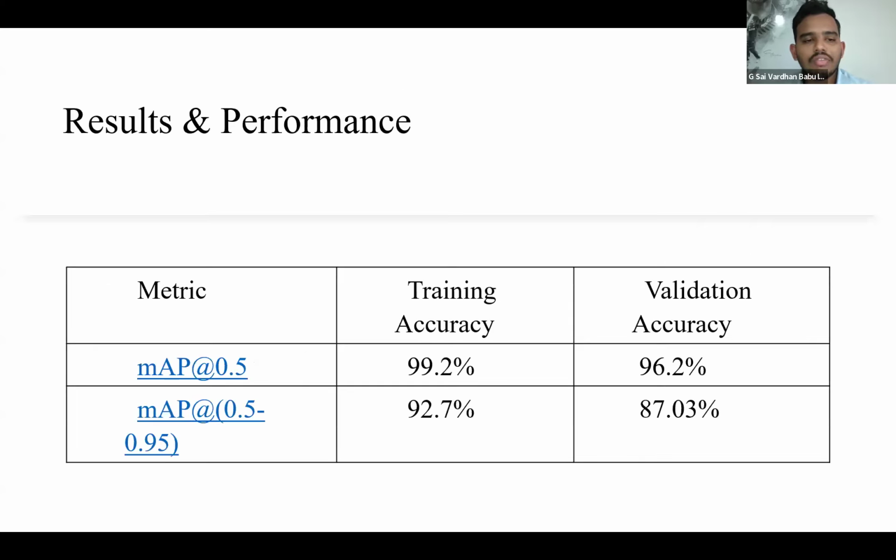Coming to the performance, we have used mean average precision, which is the mean of all the precision values that we have calculated across all the different classes. We have achieved a training accuracy of 99.2% for the confidence score of 0.5. And for the confidence score of 0.5 to 0.95, we have achieved a training accuracy of 92.7 and validation accuracy of 87.03.